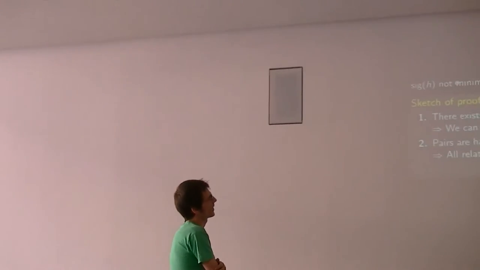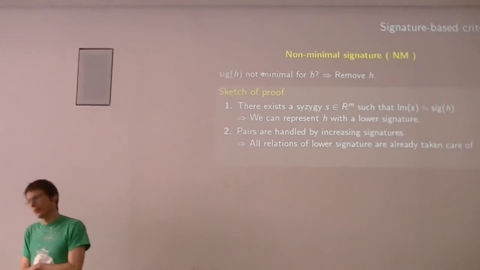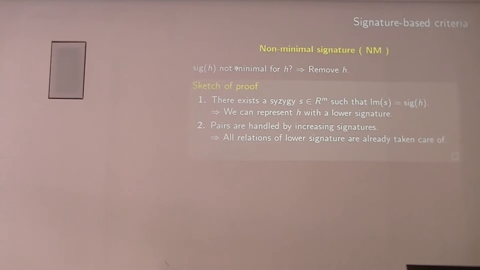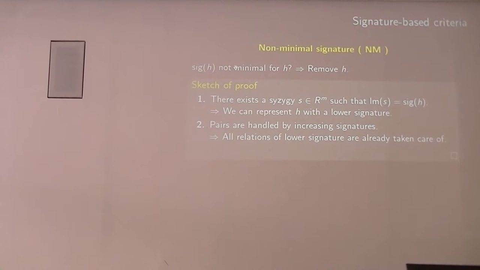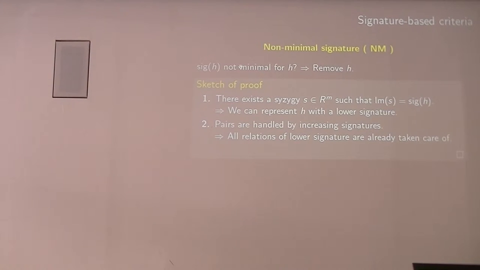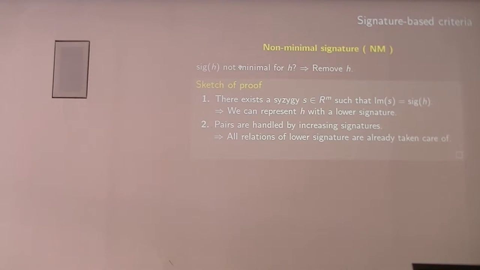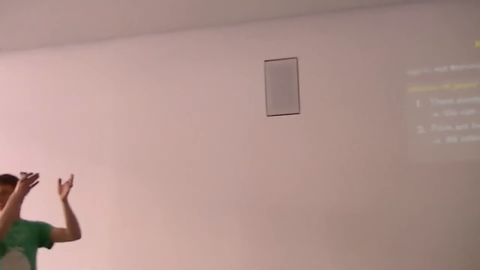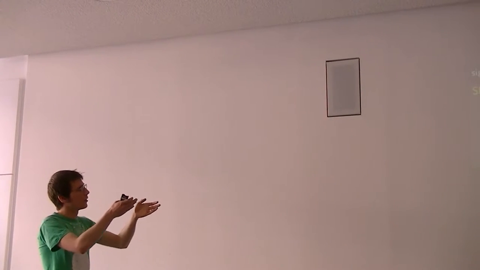If it's not minimal, then there exists a syzygy S in R to the N, and the leading monomial of the syzygy is equal to the signature of H. This means that in R to the M, I can subtract from the representation of my H, which I have from the algorithm, this S, and I get a representation of my element H with a lower signature. Now, in our algorithm, all pairs and all elements are handled by increasing signatures. So elements of lower signature are already taken care of, and those relations are already taken care of. So I don't need to handle this again.